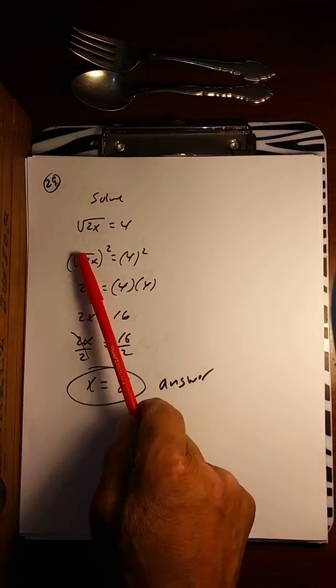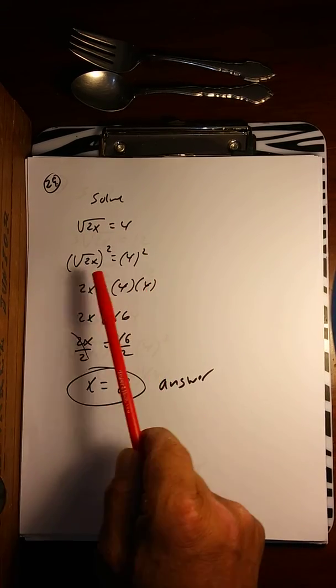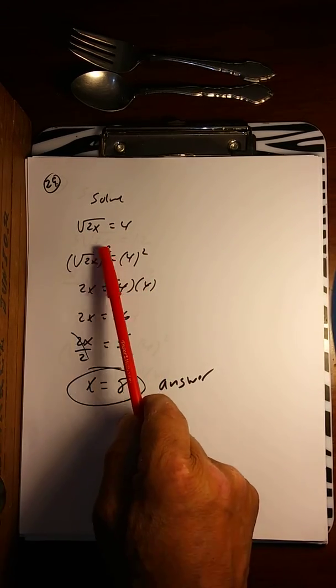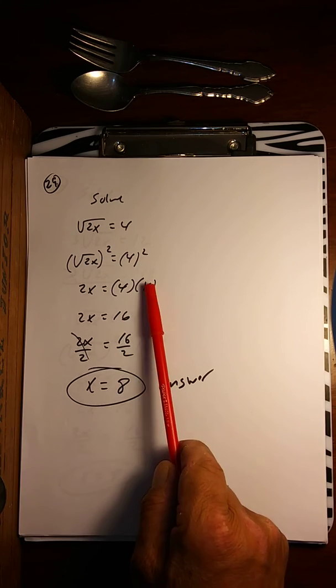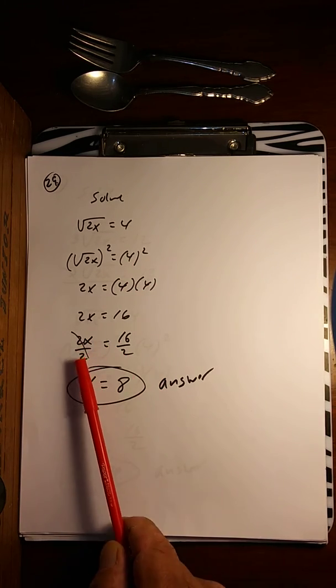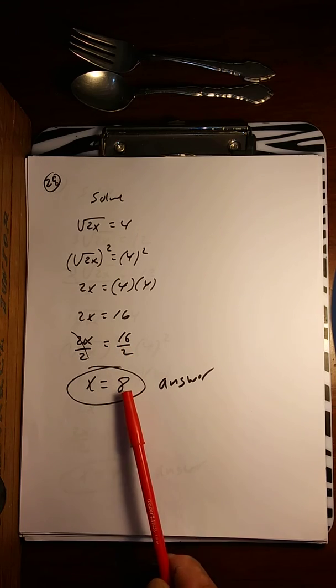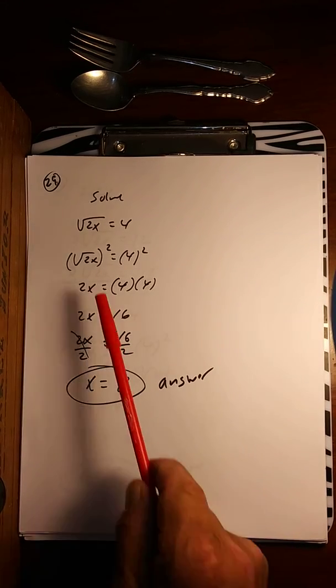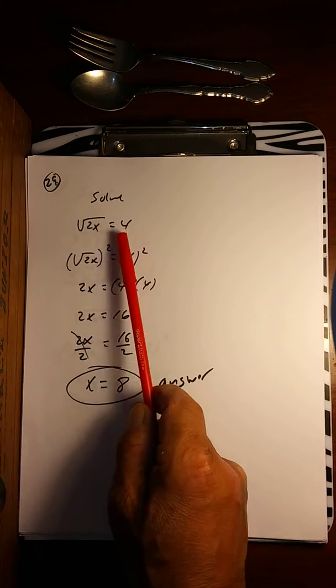Solve. Square root of 2x equals 4. Square this side, square this side. Square root of 2x squared is just 2x. 4 squared means 4 times 4. 4 times 4 is 16. And divide by 2, divide by 2. This is x. And then 16 divided by 2 is 8. Does it work? Put it back in there. 2 times 8 is 16. Square root of 16 is 4. Yes.